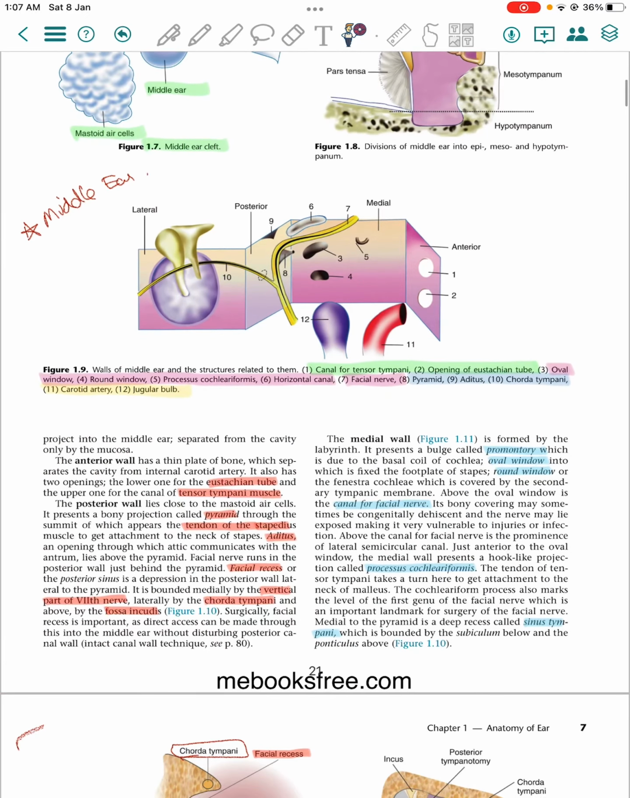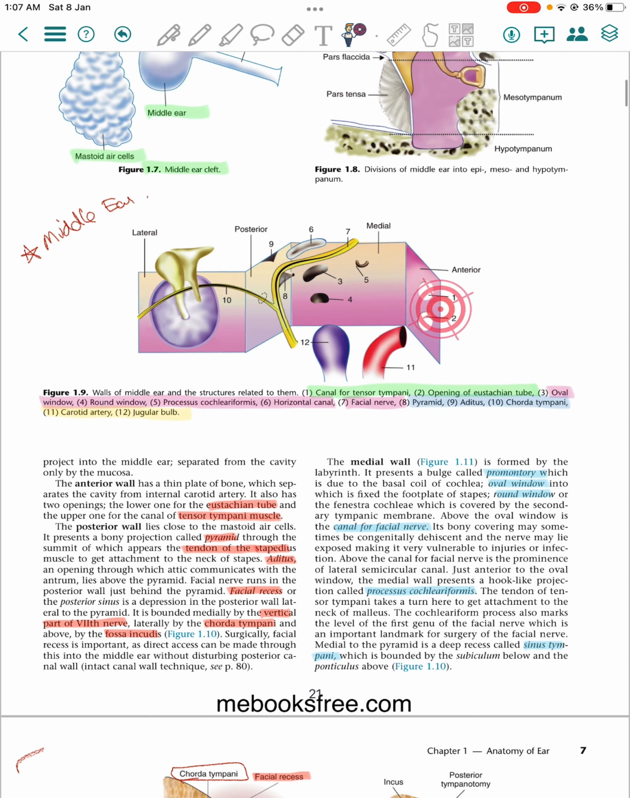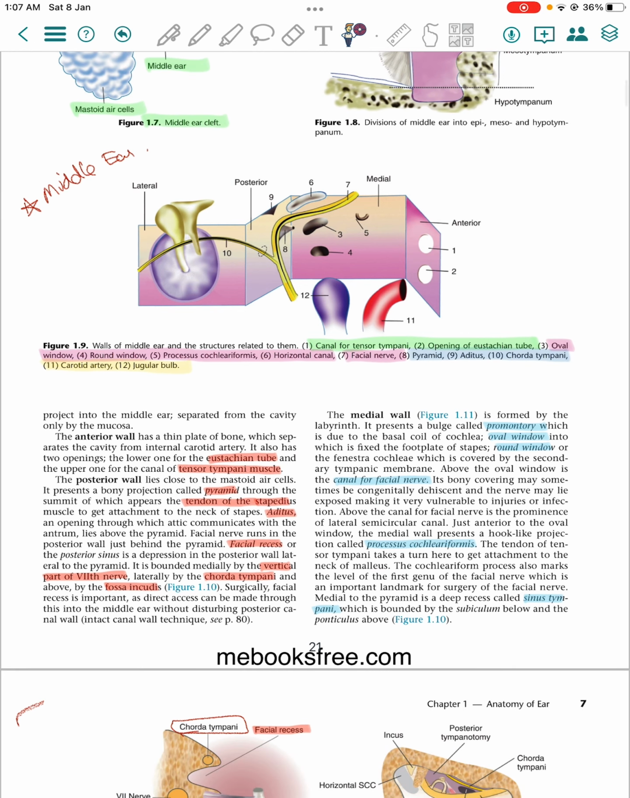Okay, then we next go into the anterior wall. The anterior wall gives opening for the eustachian tube, and it also gives the way for the canal for the tensor tympani muscle, which attaches to the malleus. Okay, guys, malleus.